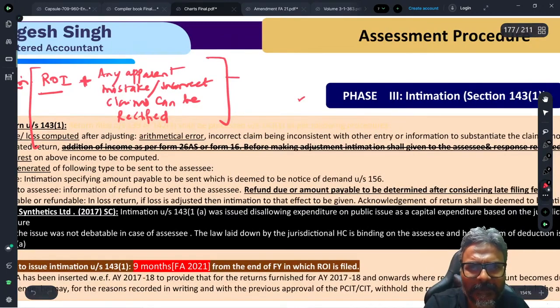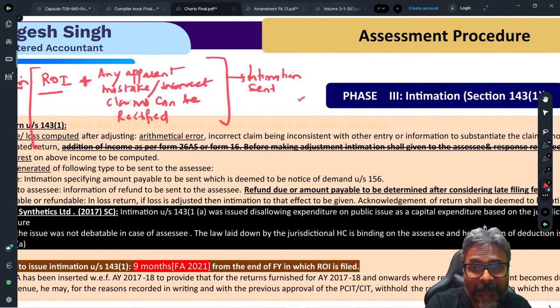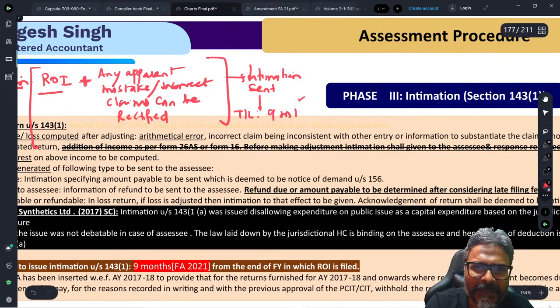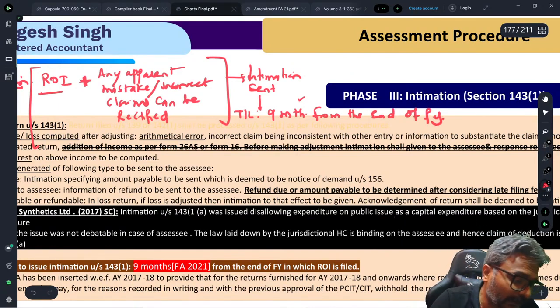Now the intimation that they will send to you, students, will be sent on the basis of this. This is the basis of sending the intimation, by the way. Now, what is the time limit to send the intimation? The time limit, students, is now also revised: 9 months from the end of the financial year in which the ROI is filed. Can you see this?